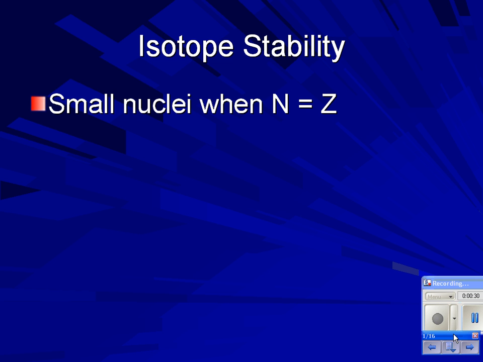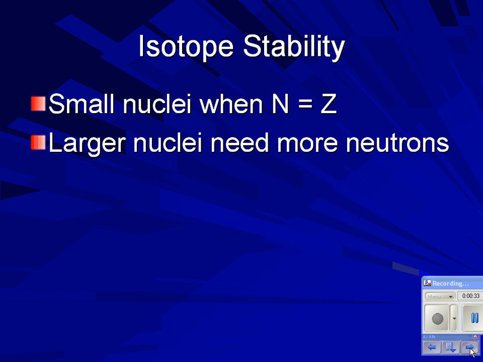Once the nuclei start getting larger, and again, this is just review, we've talked about this before, you start needing a little more neutrons to offset the additional electromagnetic or electric repulsion of all the protons. So the additional neutrons add more strong nuclear force to the nucleus and tend to hold it together. So for larger nuclei, you tend to have more neutrons than protons.